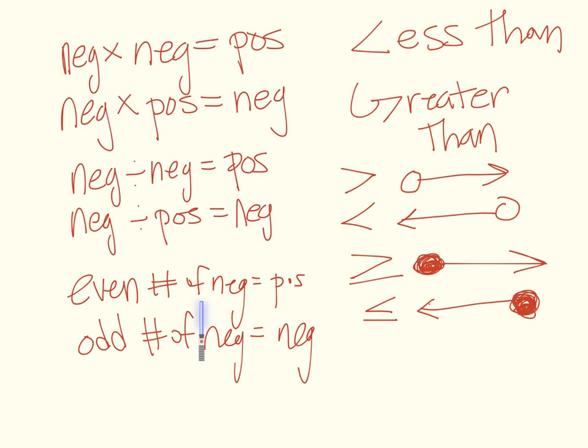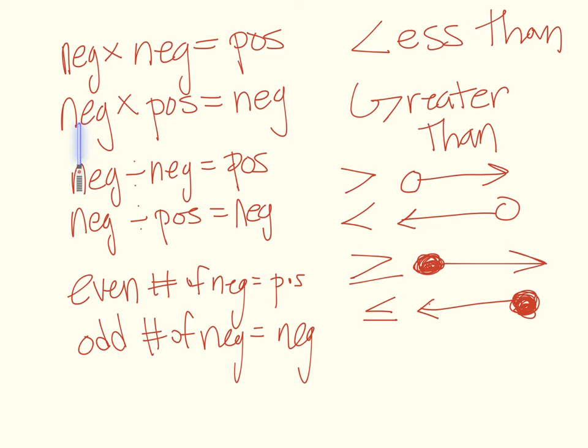Miss Molina, I don't know what that means. Okay, let's look. An even number of negatives, when they're multiplied or divided, will give you a positive integer. So for instance, right here you have 1, 2. 2 is an even number. So if you have two numbers that are negative and are being multiplied or divided, your answer is going to turn into positive. Now, if you have an odd number of negatives, your answer will remain negative.